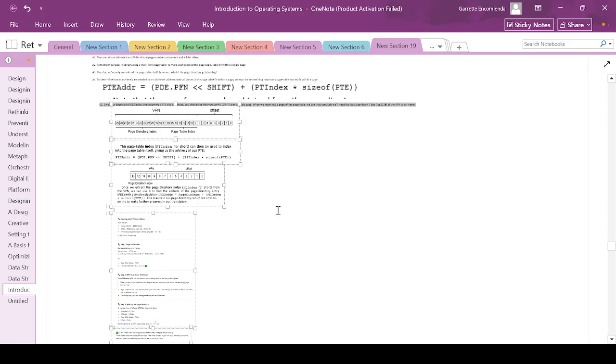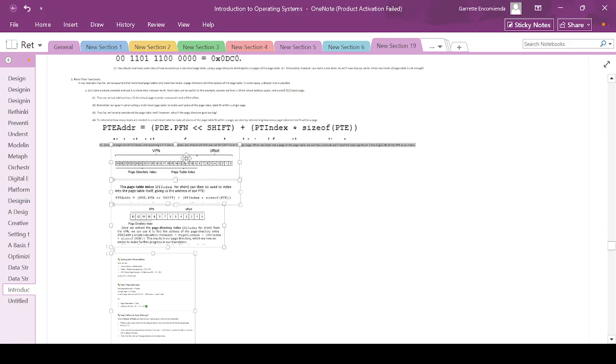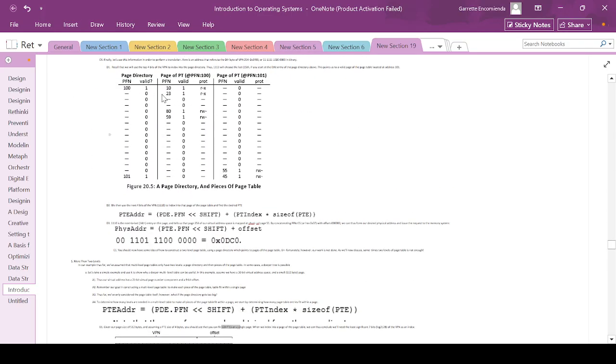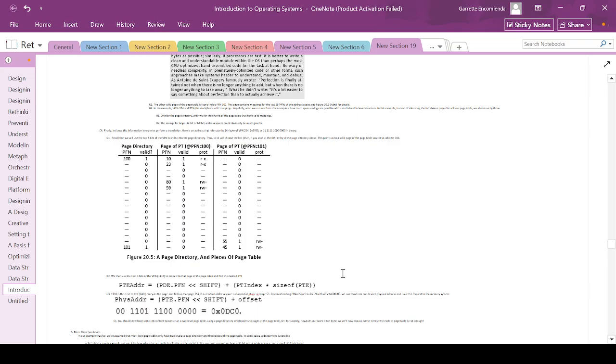Given our page size of 512 bytes, assuming a PTE size of 4 bytes, you should see that you can fit 128 PTEs on a single page. So with a PTE size of 4 bytes and a page size of 512 bytes, in a single page we have 128 PTEs.